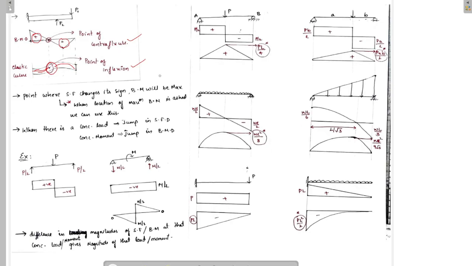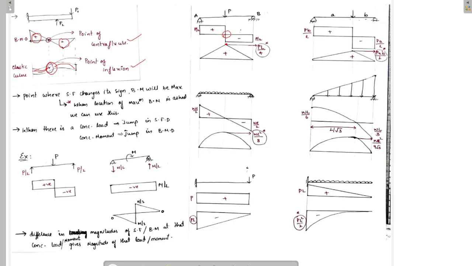Now let us discuss some more points. The point where shear force changes its sign, bending moment will be maximum. See here, the shear force is changing from positive to negative. At this point, bending moment is maximum. This point looks simple, but this will be helpful in solving problems.